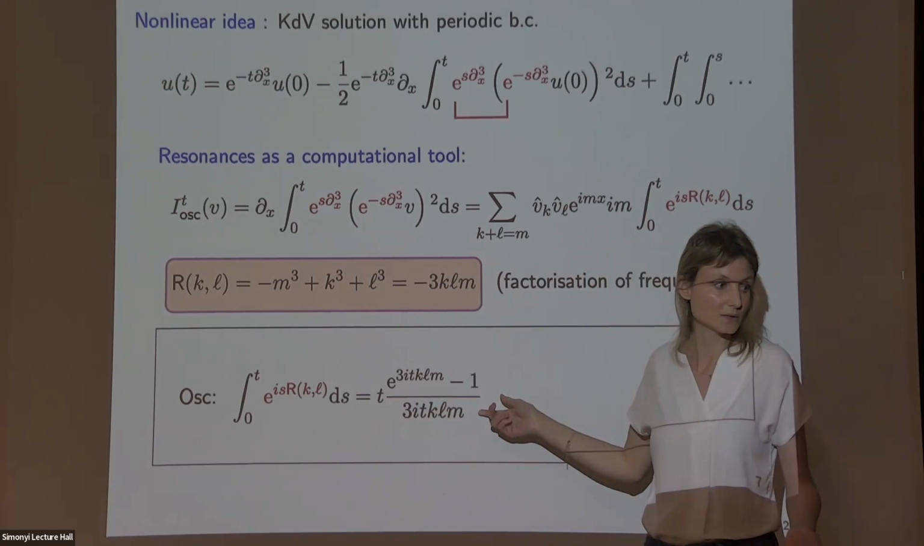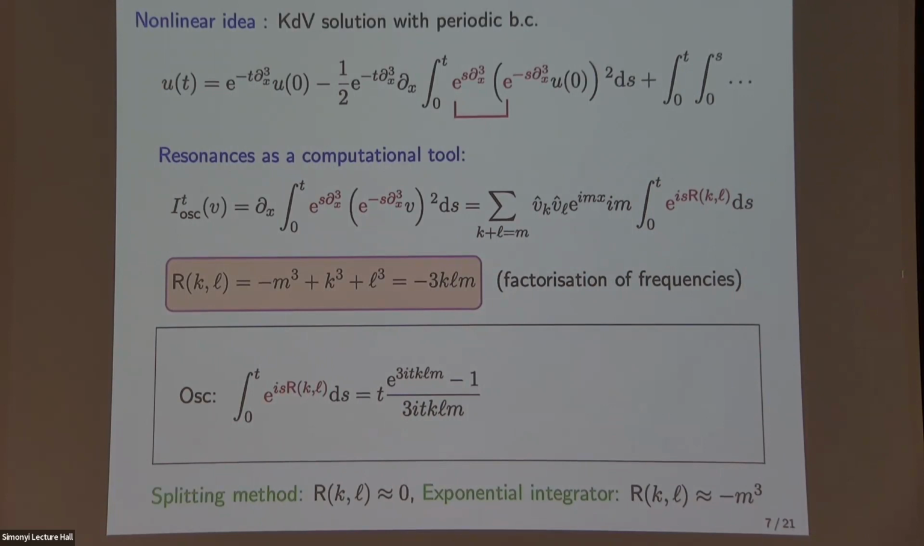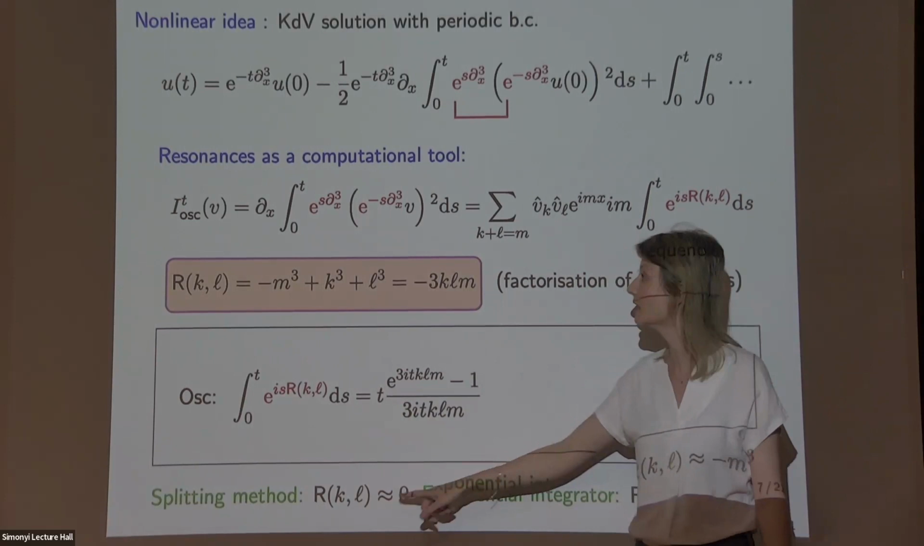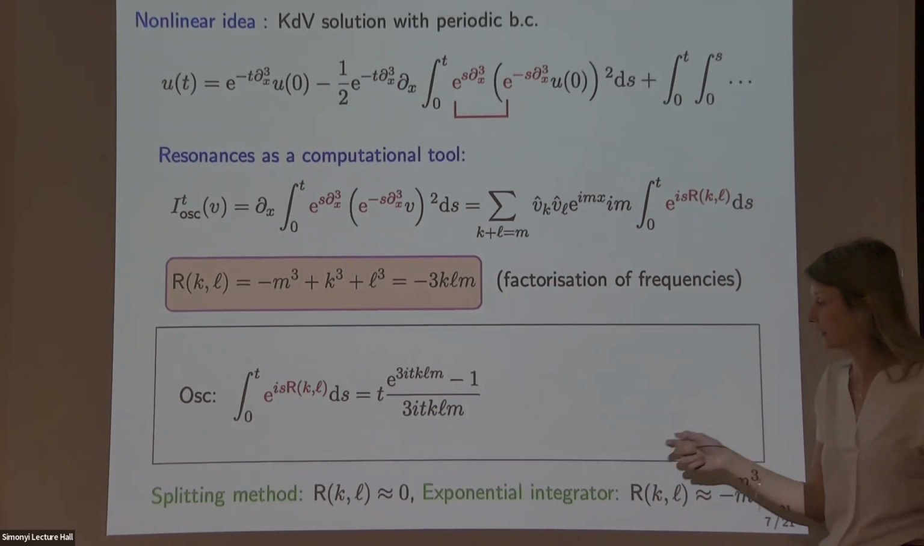And this is in contrast to the splitting method or the exponential integrator method. What would the splitting method do? It would just approximate all these resonances by zero. And what would the exponential integrator method do? It would just approximate all these resonances by the leading term m.